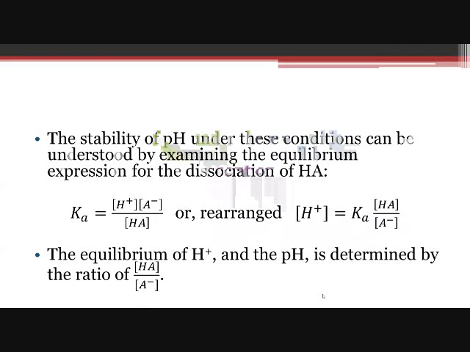So the stability of pH under these conditions can be understood if we rearrange the expression for the dissociation of the weak acid. So Ka is given just generically, and then if we rearrange that to find the H plus, or the hydronium, then that ratio of acid over conjugate base concentration is important for us moving into section 8.9. And just knowing that that's how it can be rearranged is also helpful for our calculations.